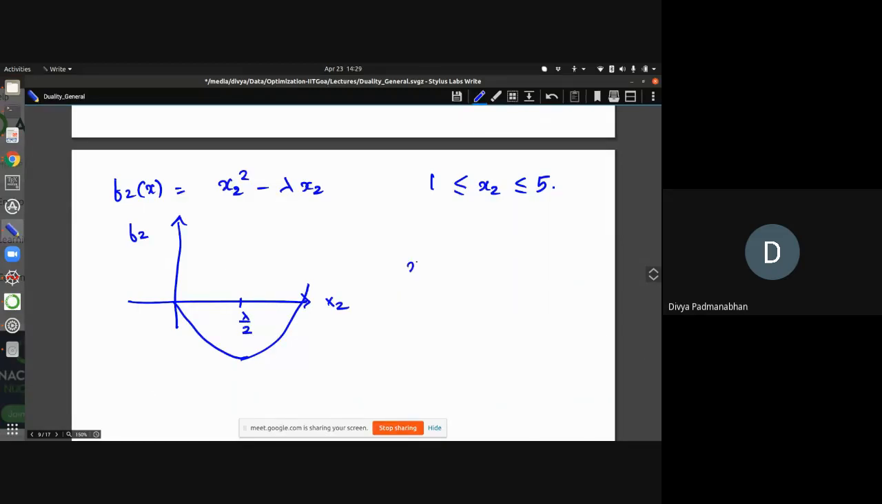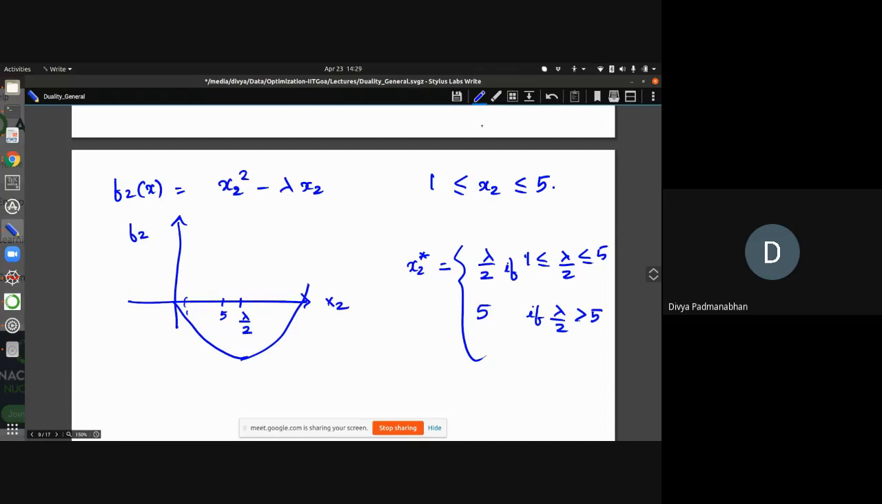So suppose it lies in the range between 1 and 5. Then x2 star is just lambda by 2, if 1 is less than or equal to lambda by 2 less than or equal to 5. Now let's say this is 5, and lambda by 2 lies outside this range. So then in that case, what is the x2 which minimizes this function? 5, right? So this is the case if lambda by 2 is greater than 5.